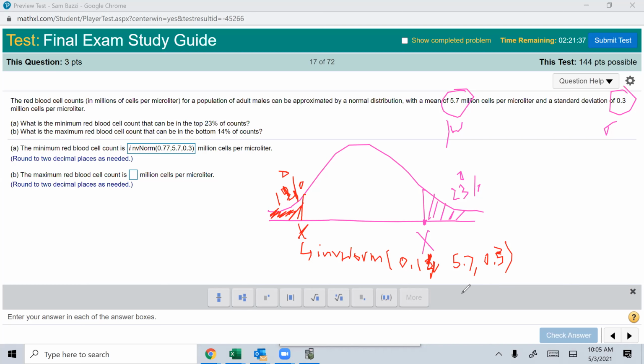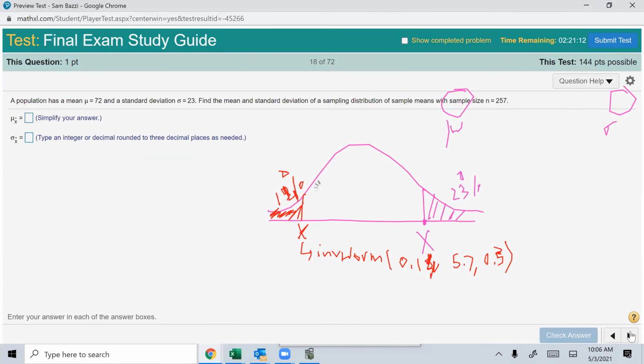So it will be inverse norm 0.14. I'm going to type it in. 0.4, but you still have to do the math, guys. You need an answer here. 5.7, comma 0.3. Just for the sake of the recording, I just put in this, and you can use your calculator to do that. All right, that's clear.